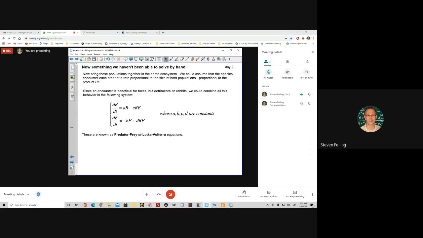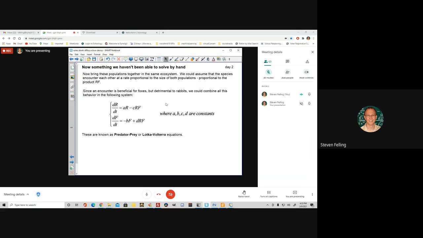This particular model is based on a whole lot of assumptions, but this A, B, and C, D are all constants. This is sometimes referred to as a predator-prey system, and that particular set of assumptions that led to this are called the Lotka-Volterra equations. So this is a common way to model predator-prey.